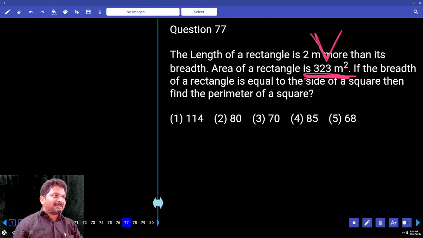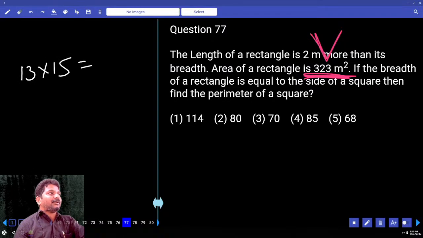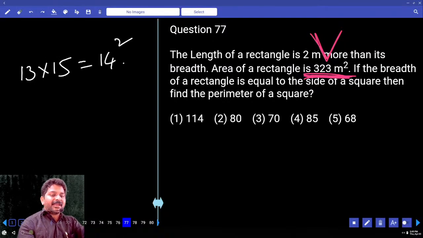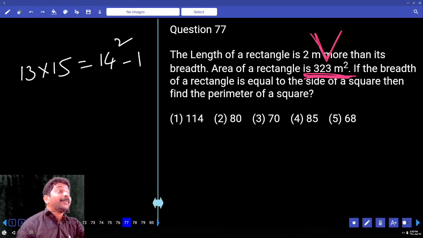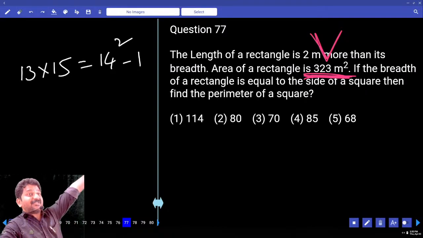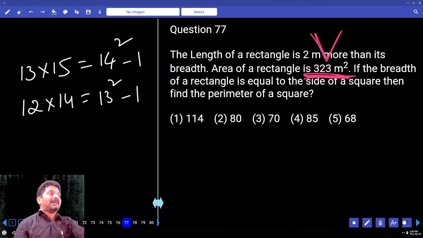When you have consecutive odd numbers, the product is the middle number square minus 1. Consecutive even numbers product is also the middle number square minus 1. For example, 12 into 14 is 13 square minus 1.